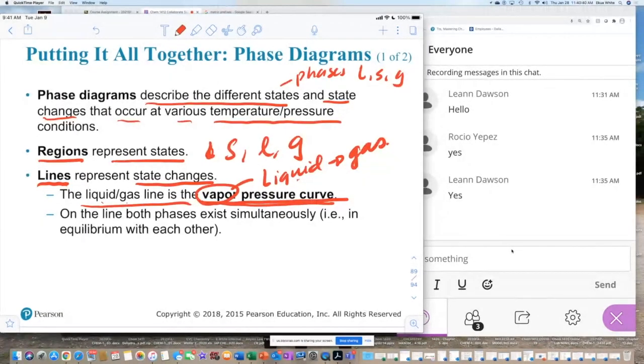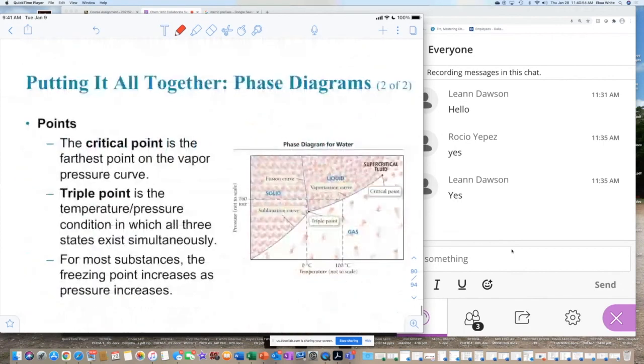So the vapor pressure curve only goes with the liquid-gas barrier. On that line, the liquid-gas barrier, both phases exist in equilibrium simultaneously. Let me go to the picture so you can see it.